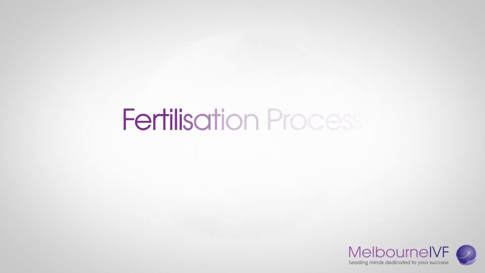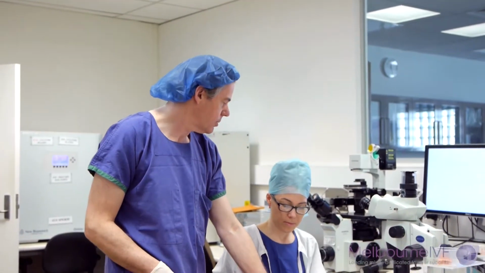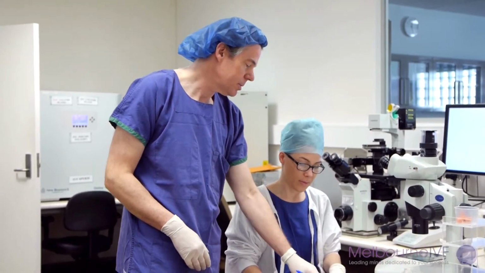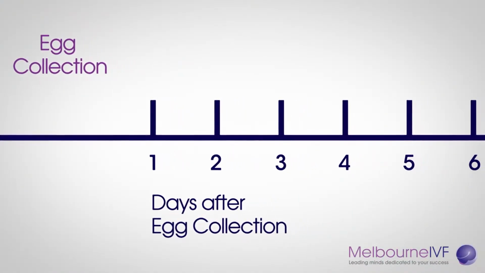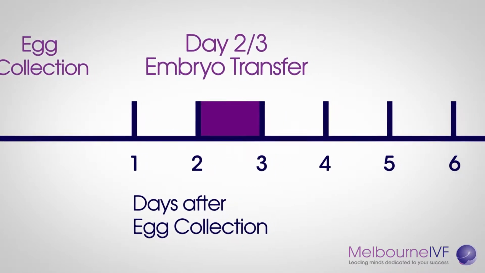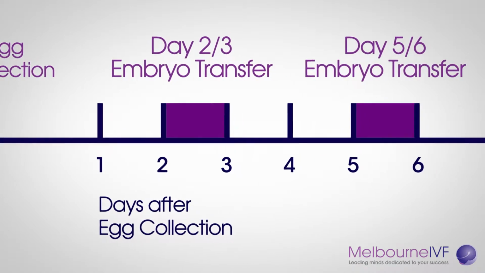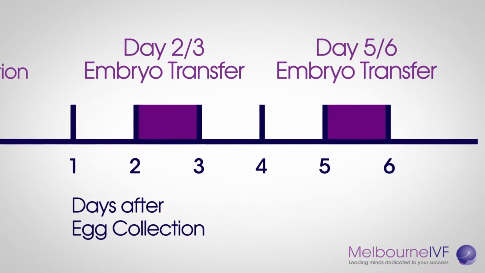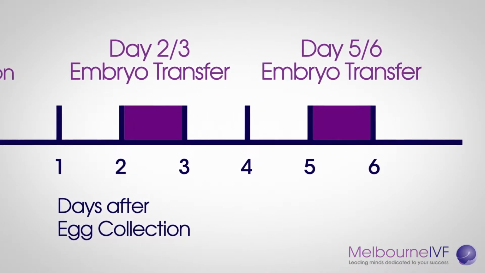The fertilization process. At Melbourne IVF, we offer a model for embryo culturing that is designed to provide each individual patient with the best possible outcome. Embryos can either be cultured for a few days, with a transfer taking place on day 2 or 3 after egg collection, or be grown for an extended culture period up to 5 or 6 days before transferring back to the uterus. Your fertility specialist will have decided with you what approach will be the best for you and may modify your treatment to give you the best outcome.